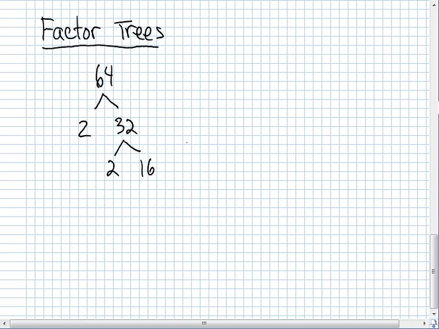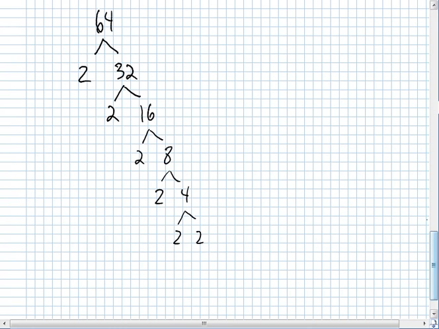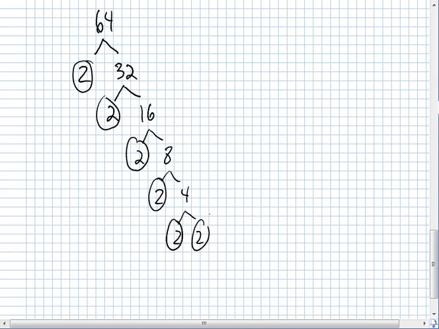I can continue all the way down until I run out of prime factors. And you see that I get a whole bunch of 2's that all make up 64. So I have 1, 2, 3, 4, 5, 6. So in other words, 64 is equal to 2 times 2 times 2 times 2 times 2 times 2. And we can group those in a bunch of different ways. For example, we've seen how we can group it in groups of 2. So I have 3 groups of 2 all being multiplied together, so in other words, 4 times 4 times 4.